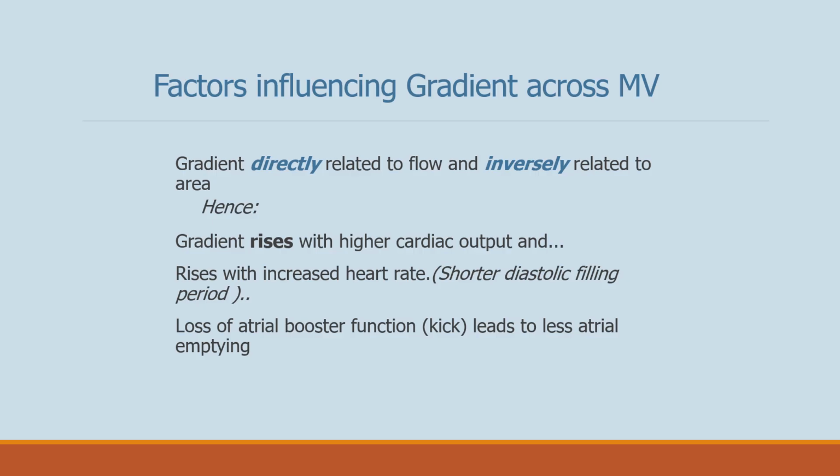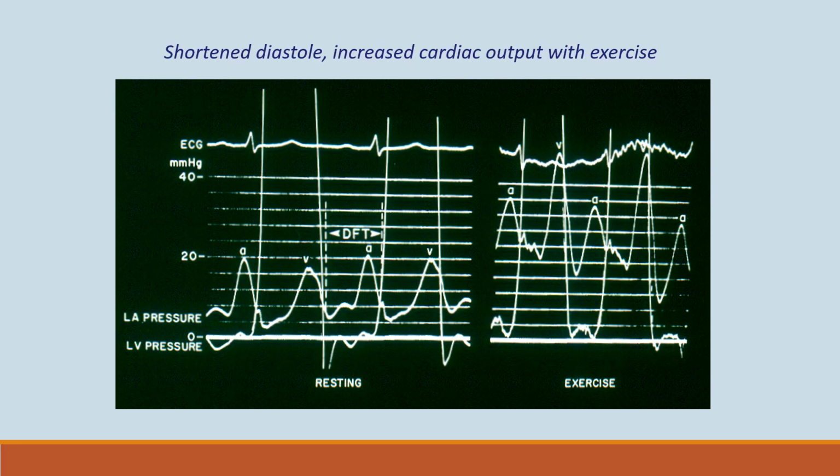Then at the end of diastole, you have the atrial contraction. So if you lose the atrial contraction, which will help to empty the left atrium, for example, in atrial fibrillation, a condition that will lead to quivering of the left atrium, it no longer contracts, you lose the atrial kick, and therefore the left atrial emptying will be impaired. So this is just a visual example of how shortened diastole with exercise will raise the left atrial pressure.